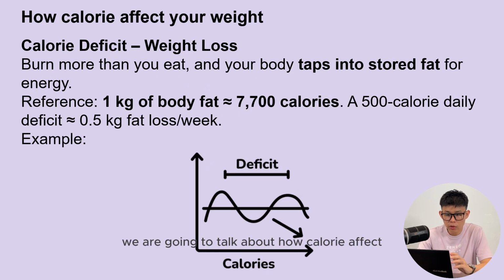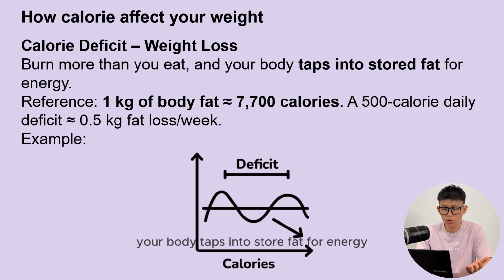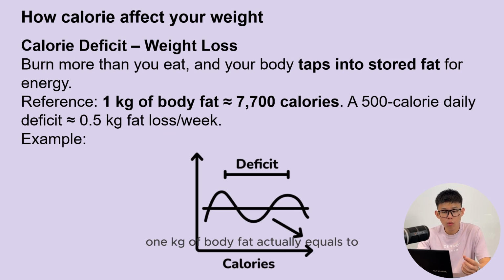Now we are going to talk about how calories affect your weight. The first one, calorie deficit, as we mentioned just now, is weight loss. You burn more than you eat. Your body taps into stored fat for energy. So here's the key reference: 1 kg of body fat equals 7,700 calories.